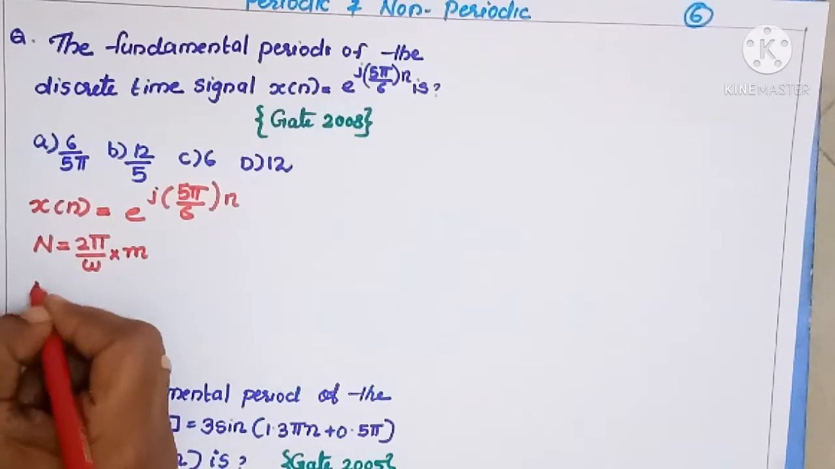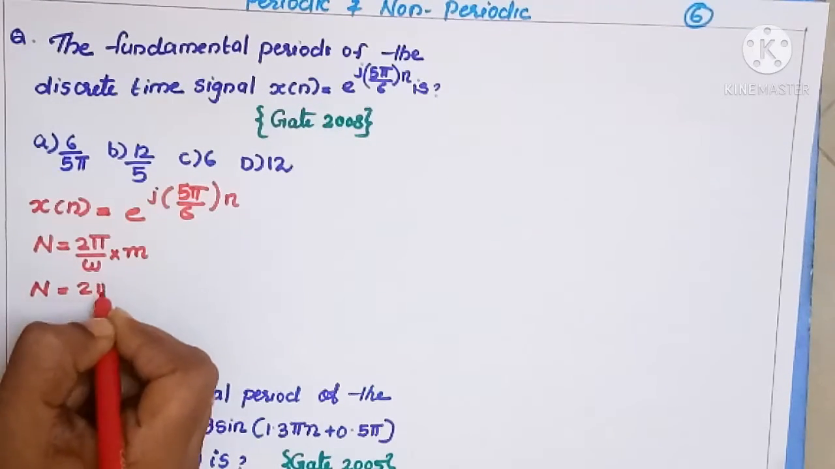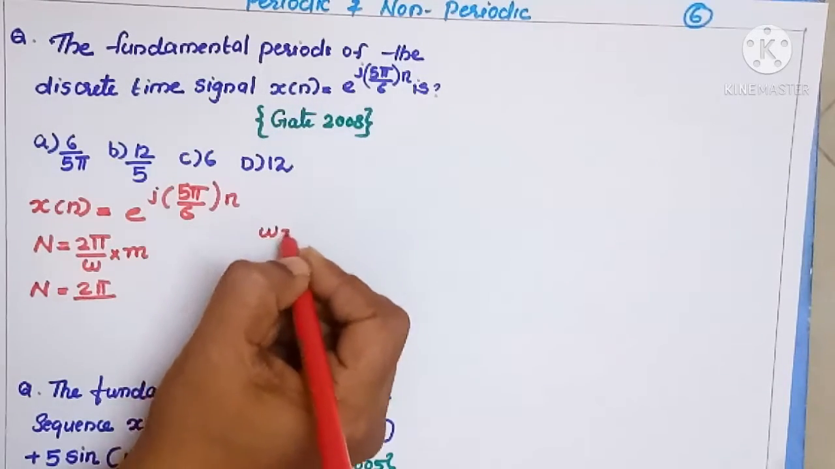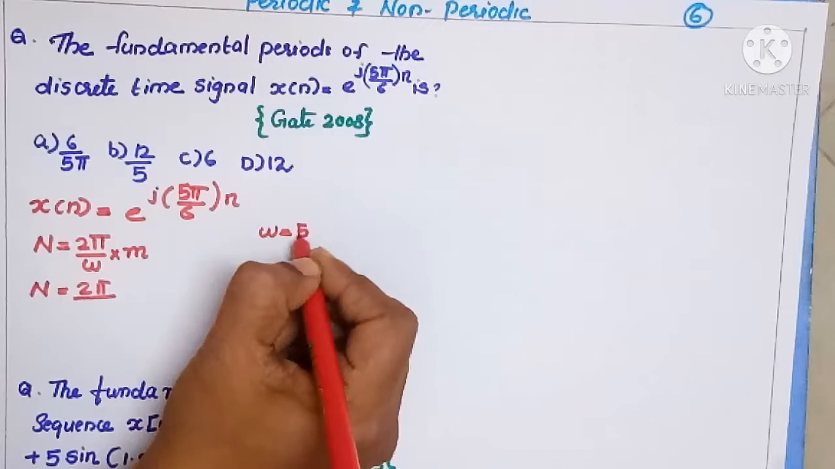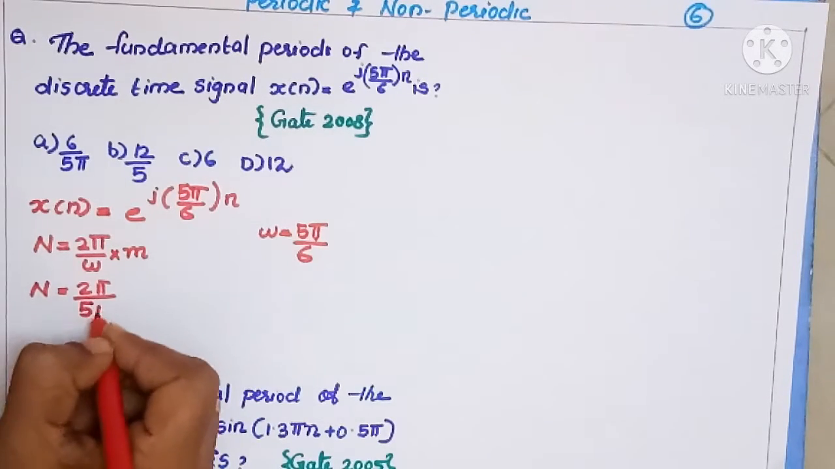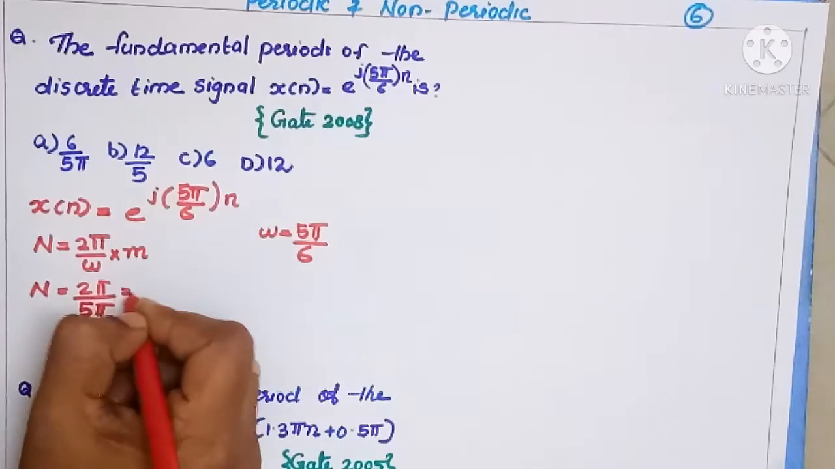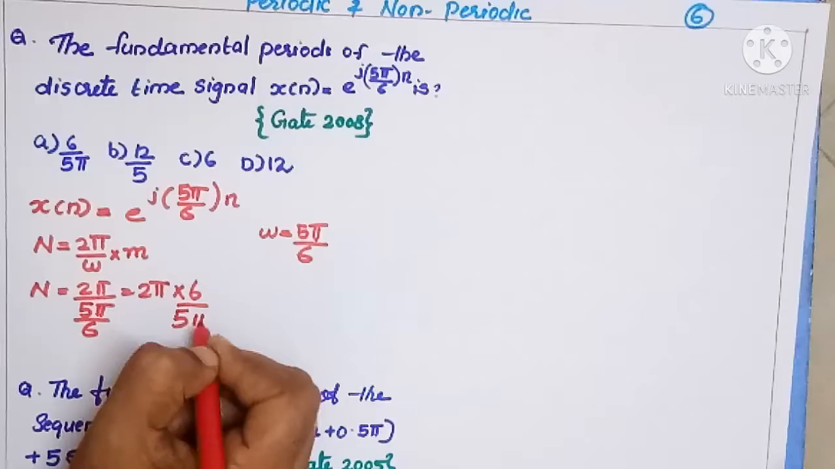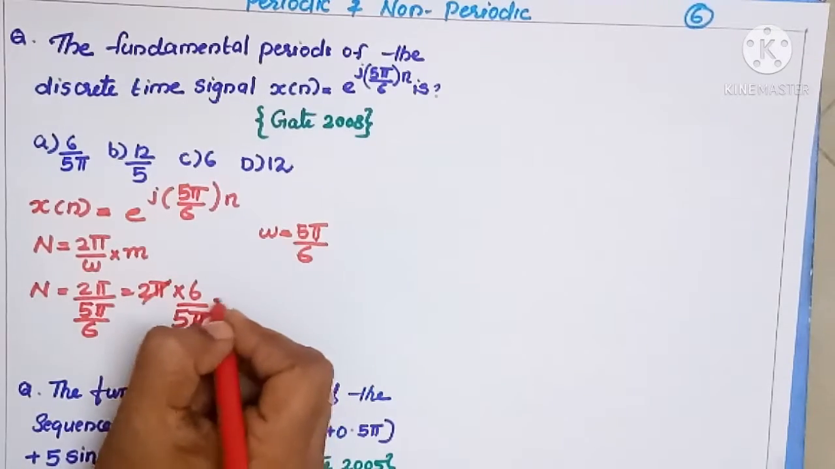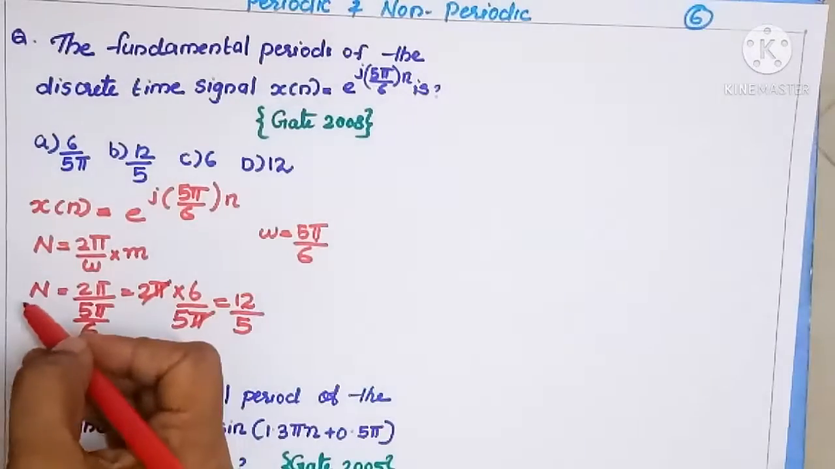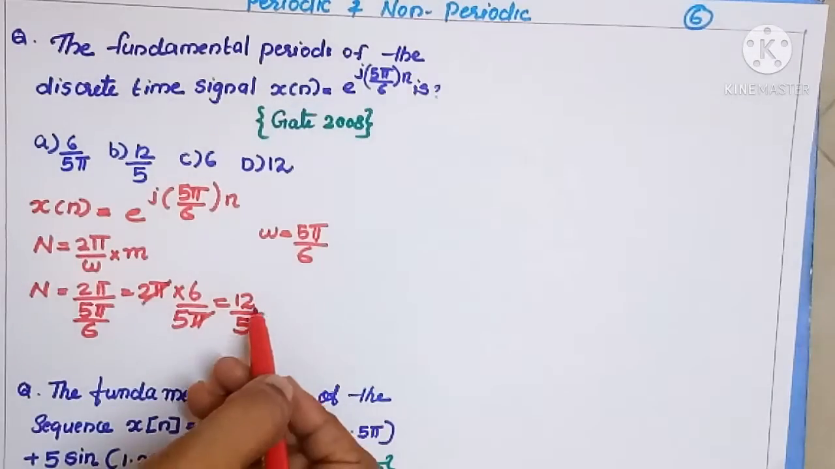Here we can write N is equal to 2 pi by omega. What is the omega value? Omega is equal to 5 pi by 6. So 2 pi into 6 by 5 pi. Pi cancels. You get 12 by 5. Here we got N equal to 12 by 5.